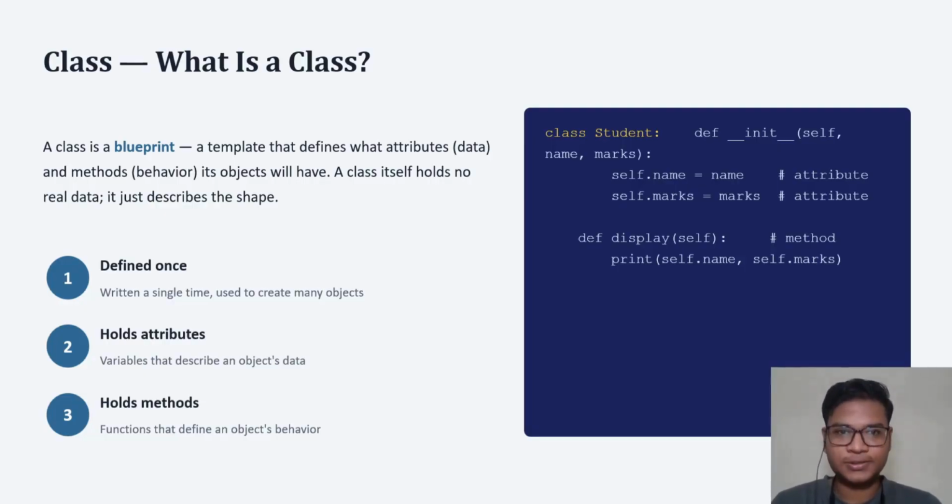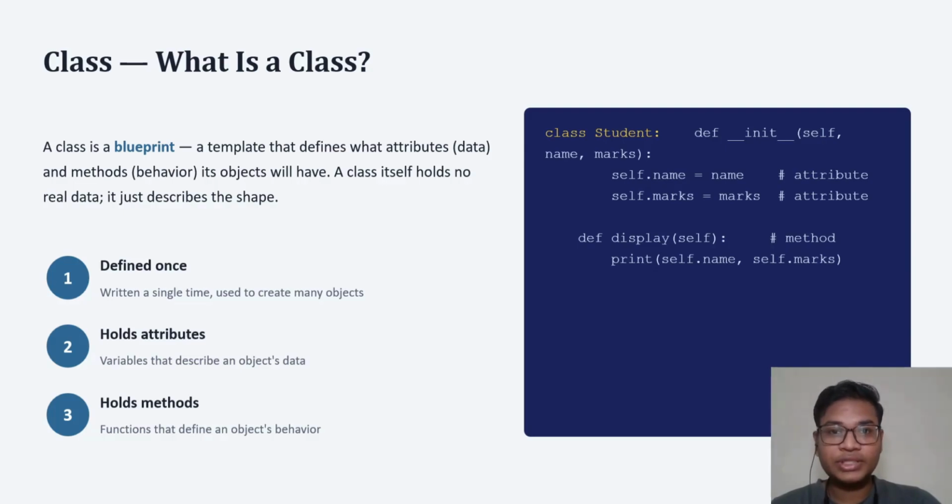So what is a class? Let's remember, a class is a blueprint, a template that defines what attributes, attributes meaning data, and methods, that's the behavior, its objects will have. A class itself holds no real data. It just describes the shape. Okay, so this is a class.